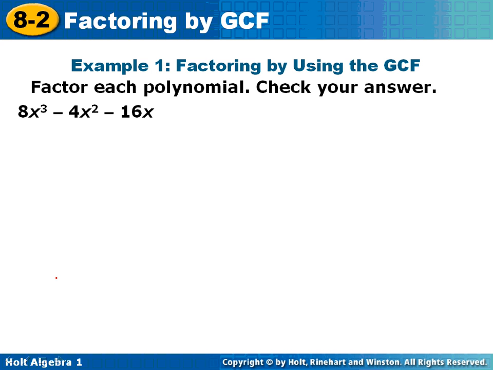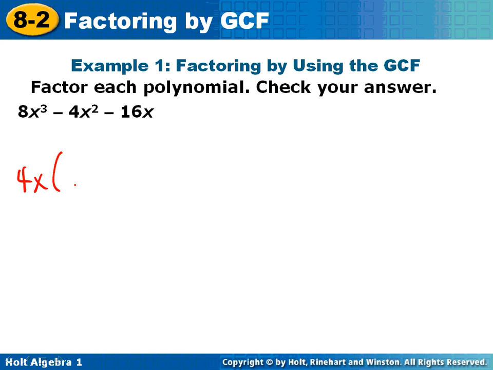Okay, the first thing you have to do is find a number that goes into 8, 4, and 16, which are the coefficients. The largest number that goes into all three is the number 4. Now we need to look at the variables. You need to think of the largest variable that they all have in common. I can't say x to the third because this x over here doesn't have x to the third, it just has x to the first. So the largest exponent I can take out that they all have is x.